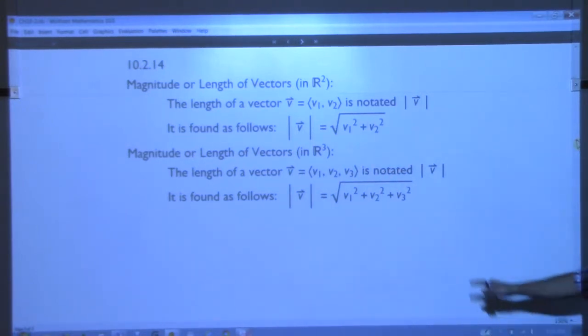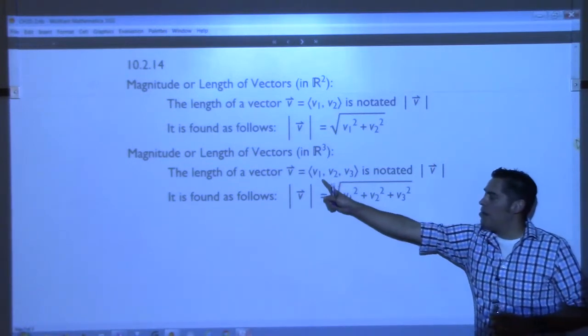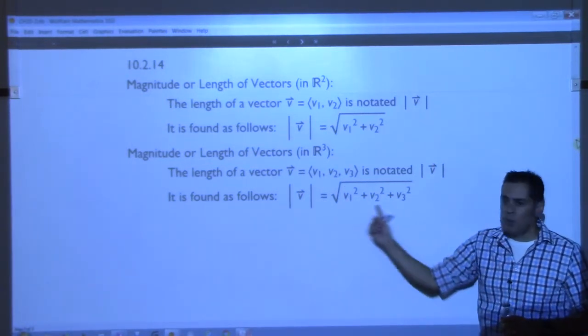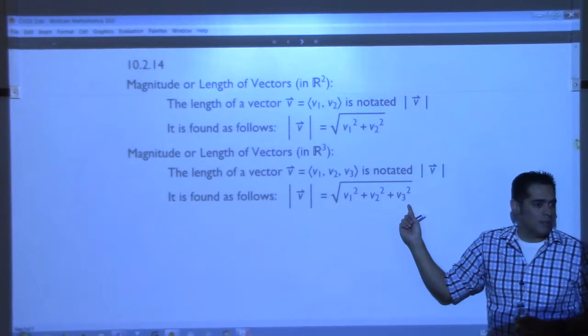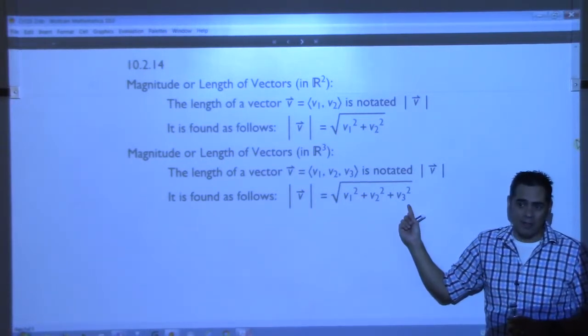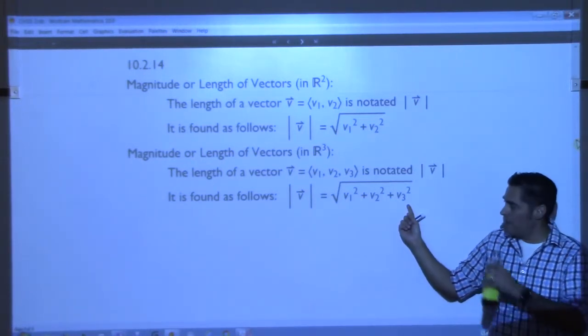And in three-dimensional space, with a vector with 3 components, your formula, again, is very similar to the distance formula we had for points from last class.